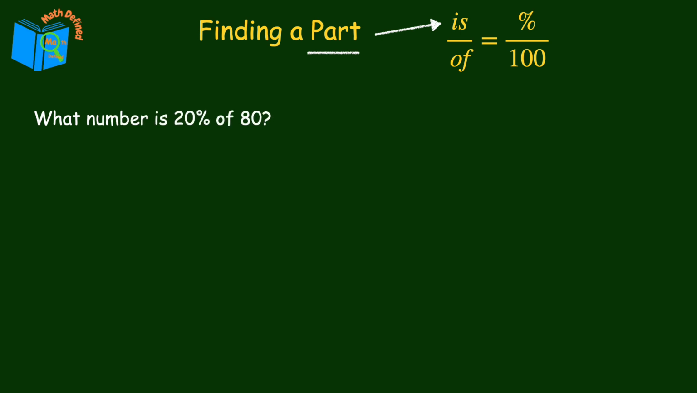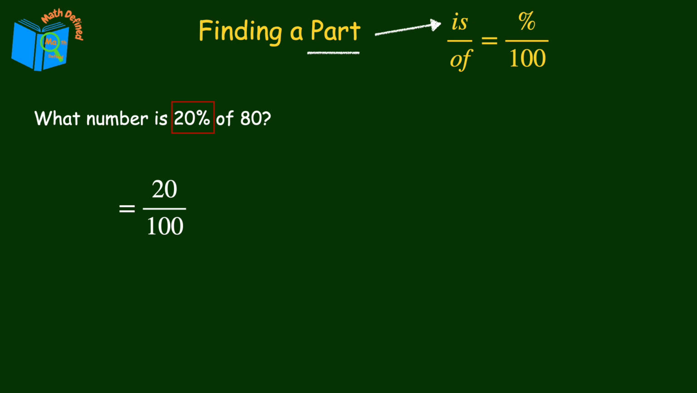What number is 20% of 80? The key to using the percent proportion is to identify which numbers represent the part, the whole, and the percent. In this statement, the percent is easy to see, 20%. 20% written as a ratio is 20 over 100. Now we need to determine which values represent the part and the whole, which isn't always easy to do.